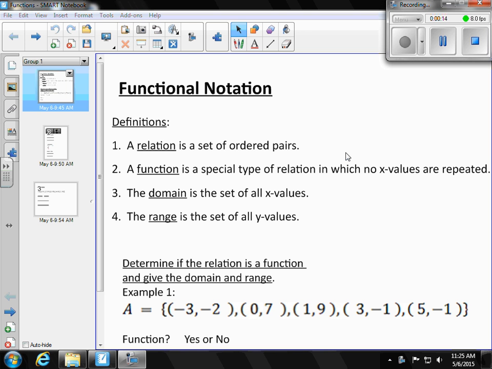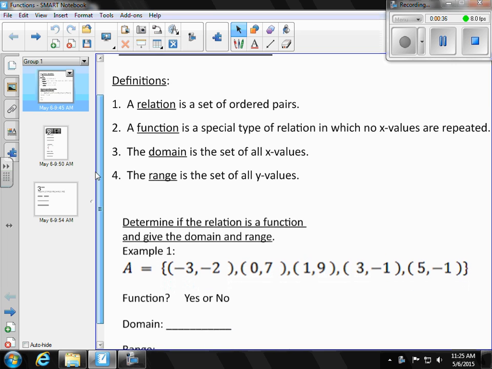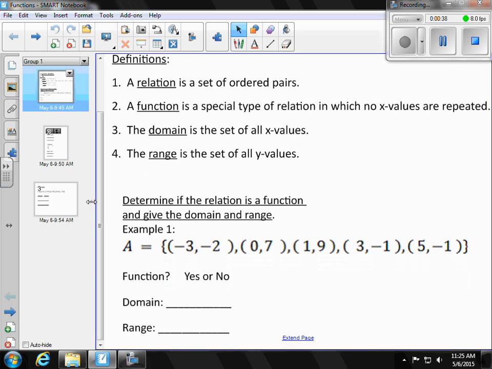A relation is a set of ordered pairs. A function is a special type of relation in which no x values are repeated. And that's primarily what we're going to be using in this course, and we'll give you some examples of relations and functions below. The domain of a function or a relation is the set of all x values, and the range is the set of all y values.